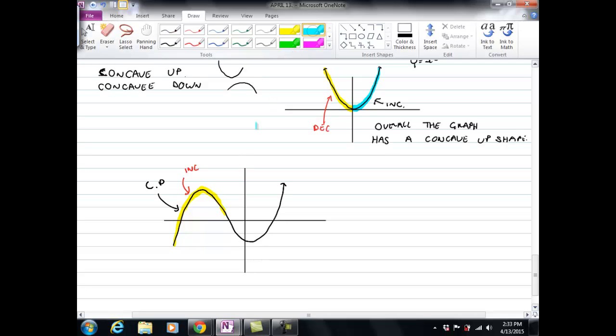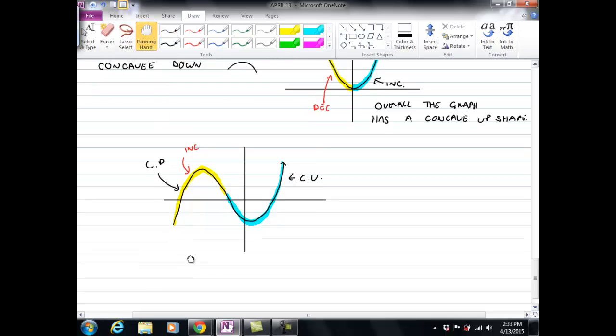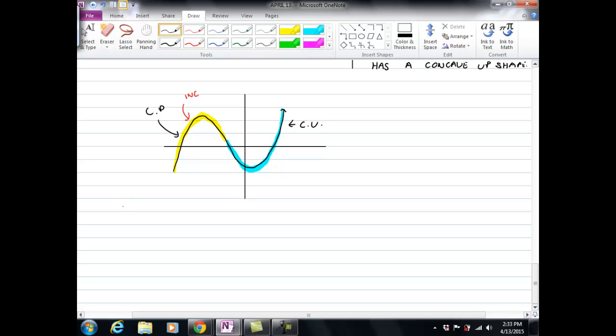This blue piece right here is concave up, because that's what the shape is. Concave up. So concave up and concave down has nothing to do with increase and decrease. You can have increase and concave down. Question is, how do you find concavity?